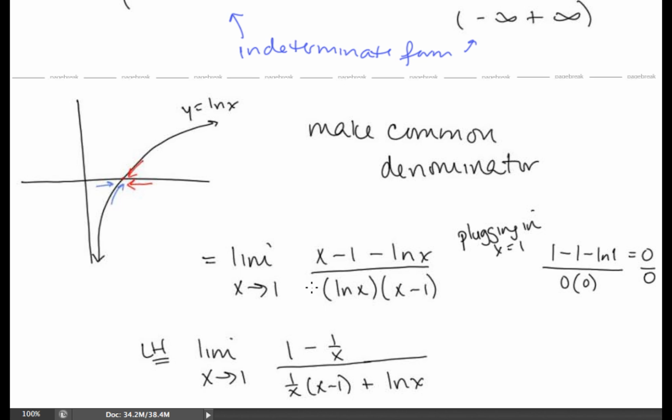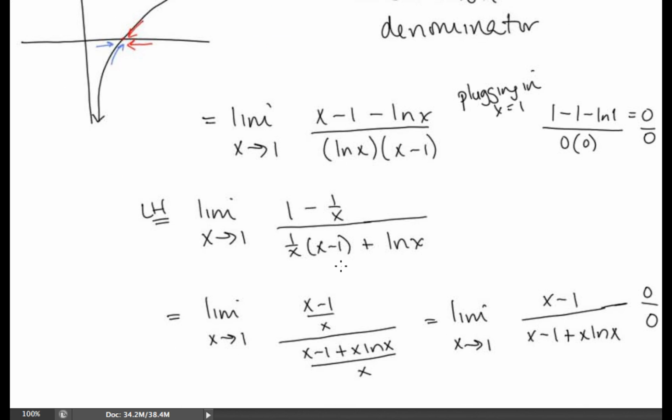Now, since we got it out of the subtraction form, let's take a look at what happens when we just plug in x equals 1. We get 1 minus 0 over 0 times 0. So we have a 0 over 0, which is a type of indeterminate form on which we can use L'Hopital's rule. So we take the derivative of the numerator and derivative of the denominator, and we're here. We do a little simplifying by making a common denominator in the numerator and a common denominator in the denominator, and then simplifying this fraction, and then plugging in x equals 1, we still get 0 over 0.